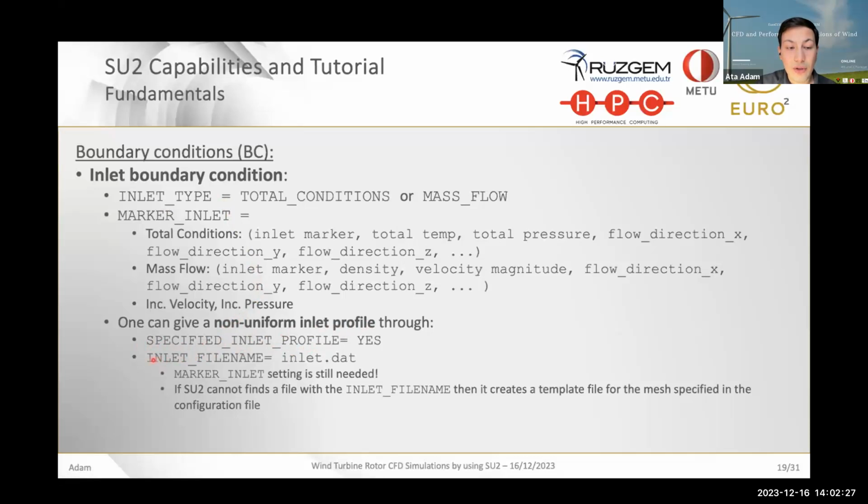Then SU2 will search for this inlet file in your directory. If SU2 cannot find such a file, it will generate a template file, which contains the nodes for the marker you specified in this marker inlet option and the required variables. It will just put the values you entered here. So even for a non-uniform inlet profile, you need to specify some numbers; arbitrary numbers are fine. Then you can manually adjust these values, put your modified inlet file back, and rerun the simulation. This time, you'll have a non-uniform inlet profile.